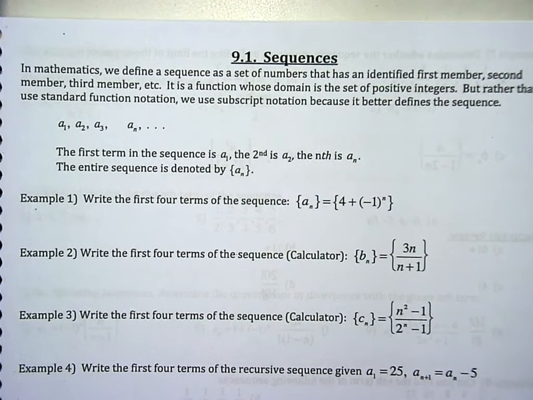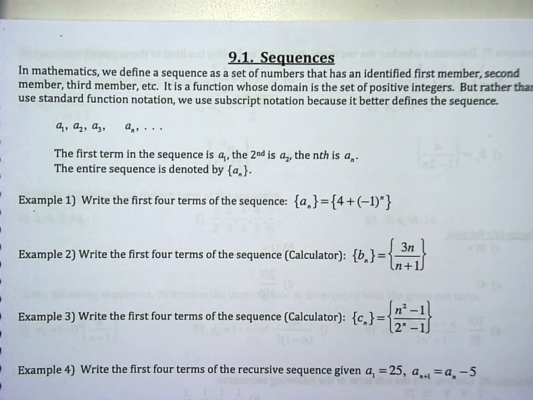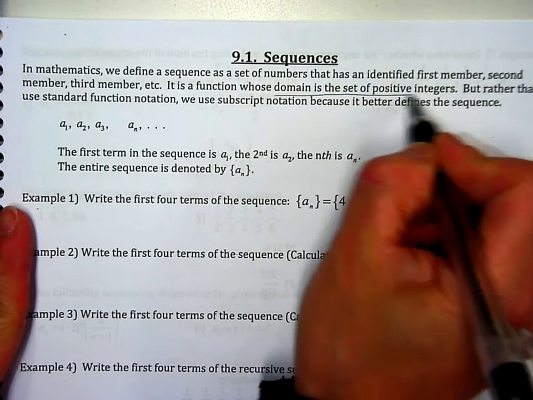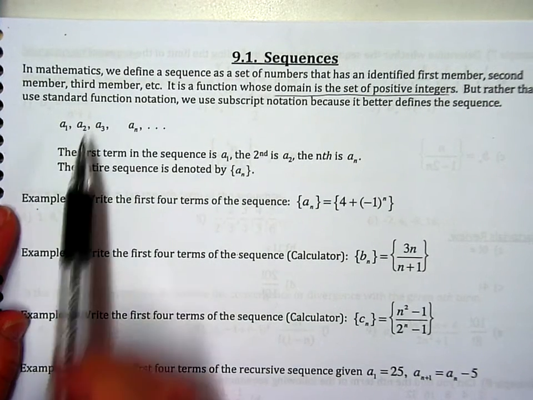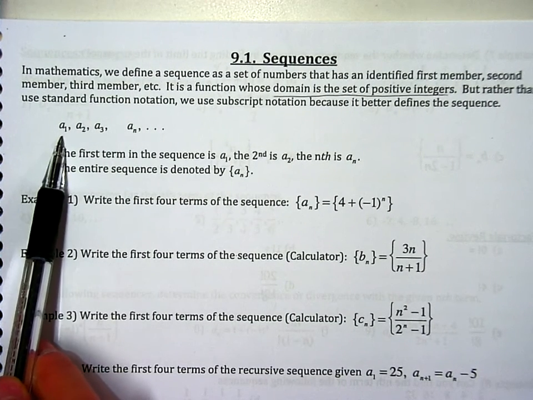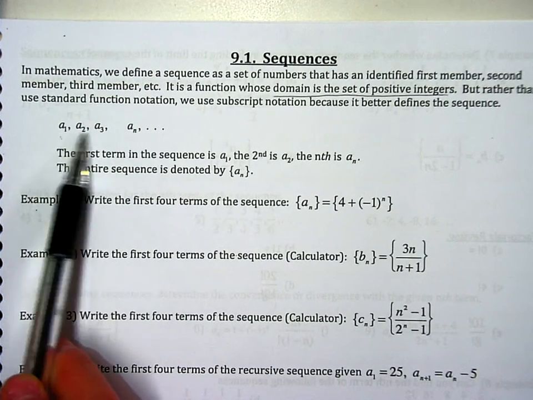Today we are going to be learning about sequences, and a sequence is just a list of numbers. The domain is the set of positive integers. So when we talk about a sequence of numbers, my first term I'm going to call a sub 1, a sub 2, a sub 3, etc.